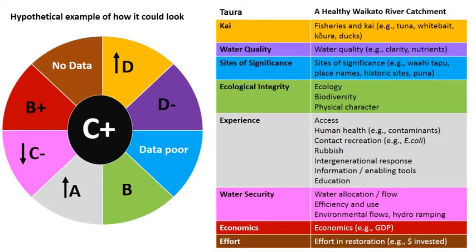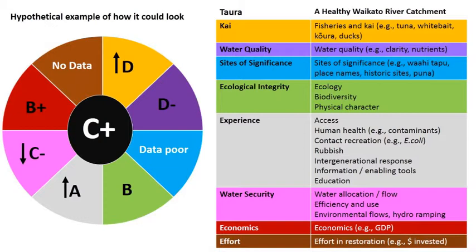And so those include elements like the kai, water quality, people's experience of the river, their ecological integrity, also the water security, how the economy's going and how much effort is happening in the catchment. So the notion is that we will have a whole lot of indicators that come under each of those.